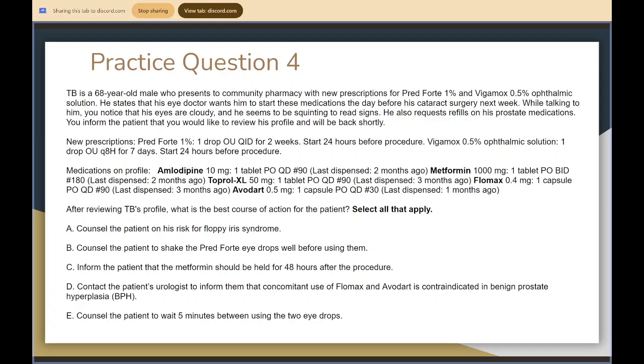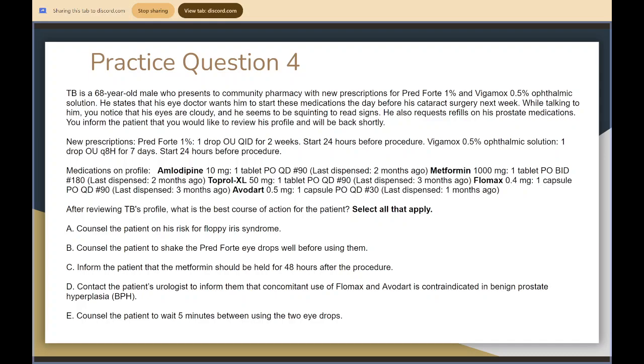New prescriptions: Pred Forte 1%, 1 drop, OU QID for 2 weeks. Start 24 hours before procedure. Vigamox 0.5%, 1 drop Q8H for 7 days. Start 24 hours before procedure.